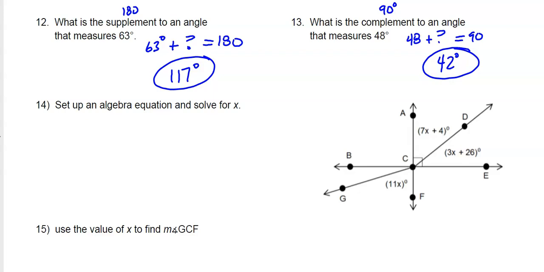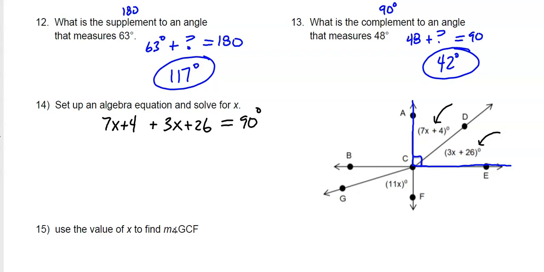Set up an algebra equation to solve for x. So I'm looking at this picture and I'm trying to see who has to add up to what. I do see a little 90-degree mark here. So I do see that all of this together is 90. So I know that this angle plus this angle equals 90 degrees. So I'm going to write that out. I'm going to say the top angle plus the bottom angle equals 90 degrees. And now we got to solve it.